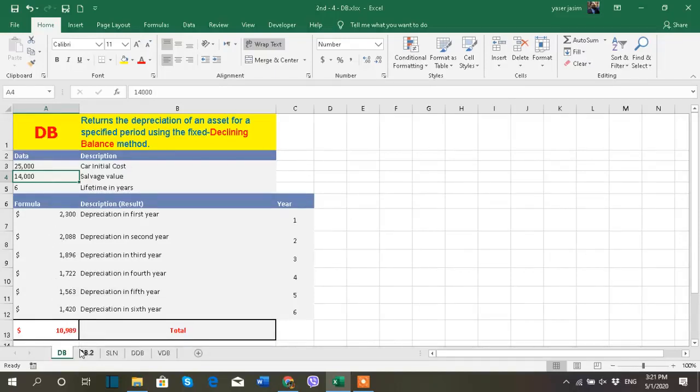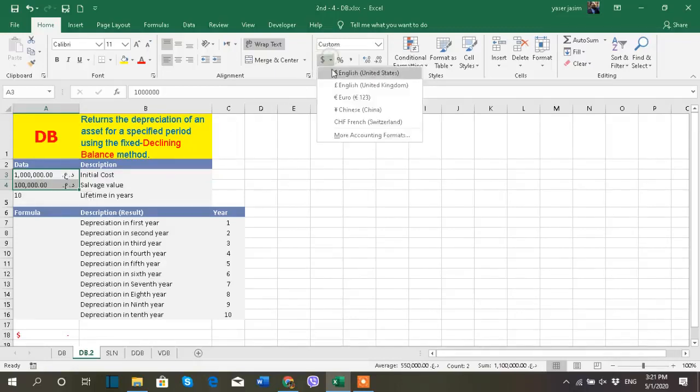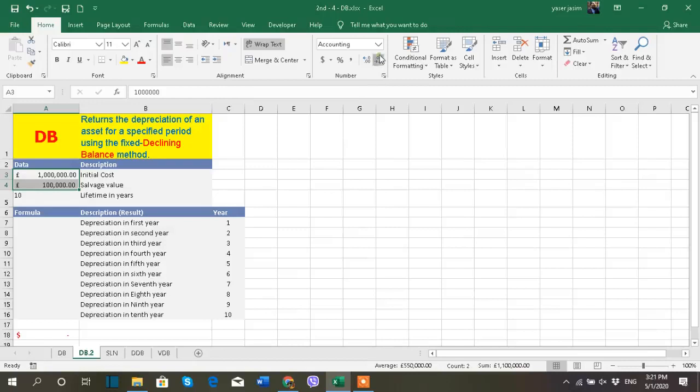I'm going to give you another example for the DB to make it easier for you as well. Now I have an initial cost for any business or machine in my company that cost $1 million. My salvage value is $100,000, and the lifetime is 10 years. Now I want to calculate the depreciation for every year.